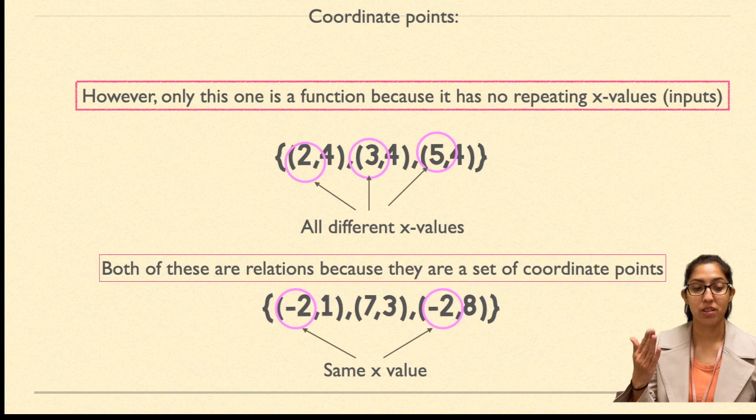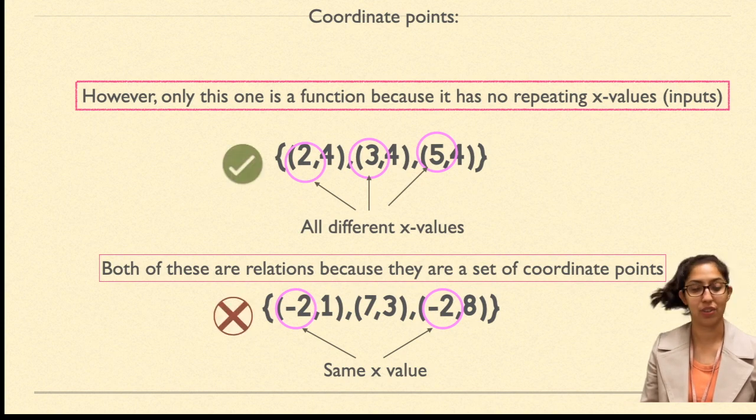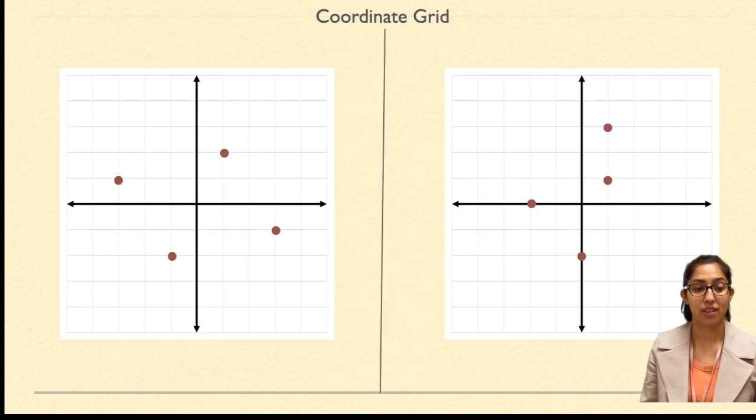So on the first one, see how we have 2, 3, 5. We don't have any repeating x values, so that is a function. The second one, because we have -2 twice, that is not a function. So yes, function, no, not a function, okay? That's all you're looking at. Does the x repeat? So next, let's look at these 2 coordinate grids. So instead of looking at the actual ordered pairs, we're looking at them on a graph.